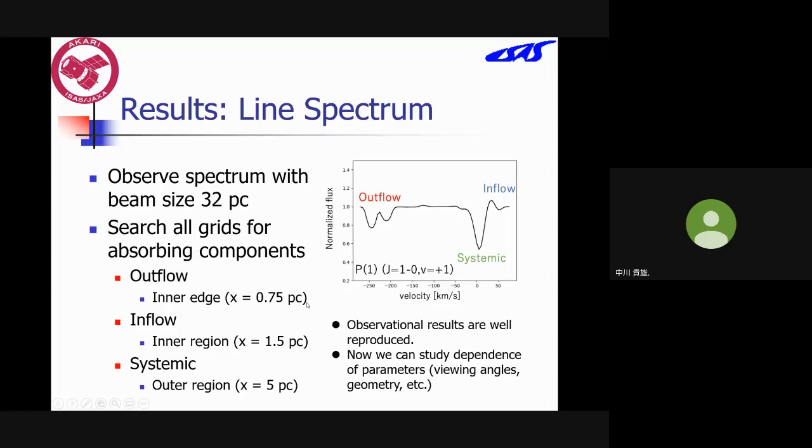So now we have these models so that we can change the parameters as you like, and also change the viewing angles so that we can constrain what the really critical parameters are to make this absorption observable or not, with the combination of the emission observation and also the absorption observations.